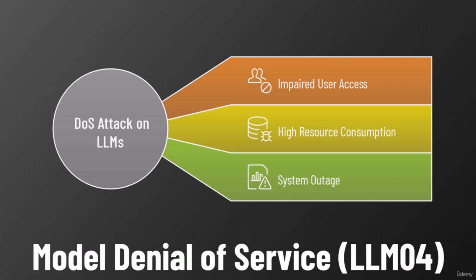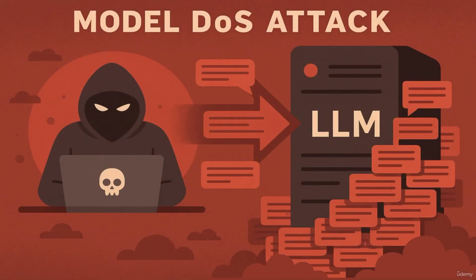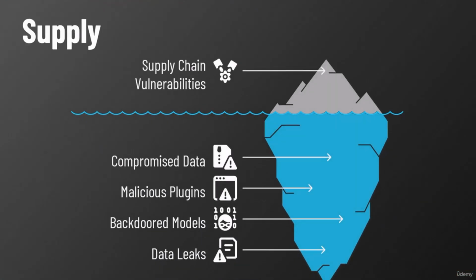An attacker might submit a specially crafted prompt that causes the model to generate an extremely long or complex response, putting strain on memory, processing power, or bandwidth. When done repeatedly at scale, this can slow down performance for legitimate users, or even take the system offline entirely, particularly if the deployment lacks proper rate limits or resource controls. In the end, a model DoS attack is all about reducing availability and making the LLM unusable for others.